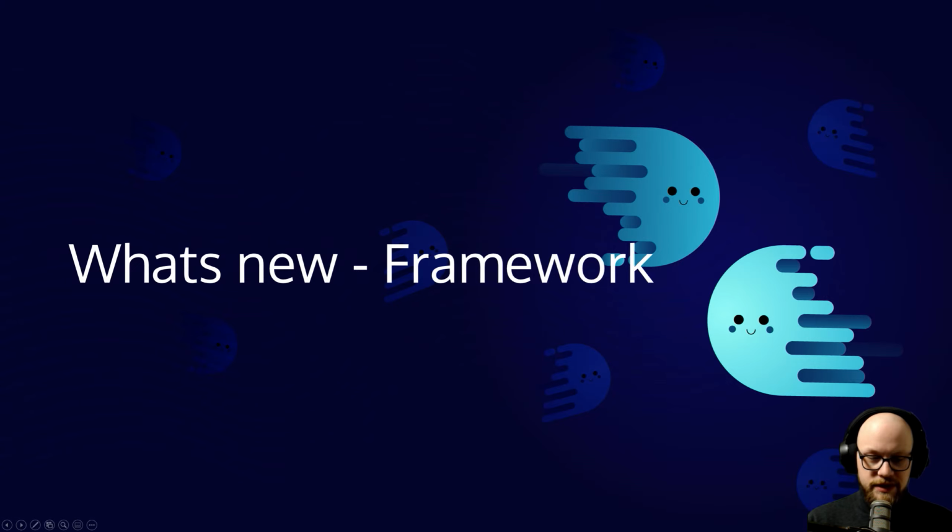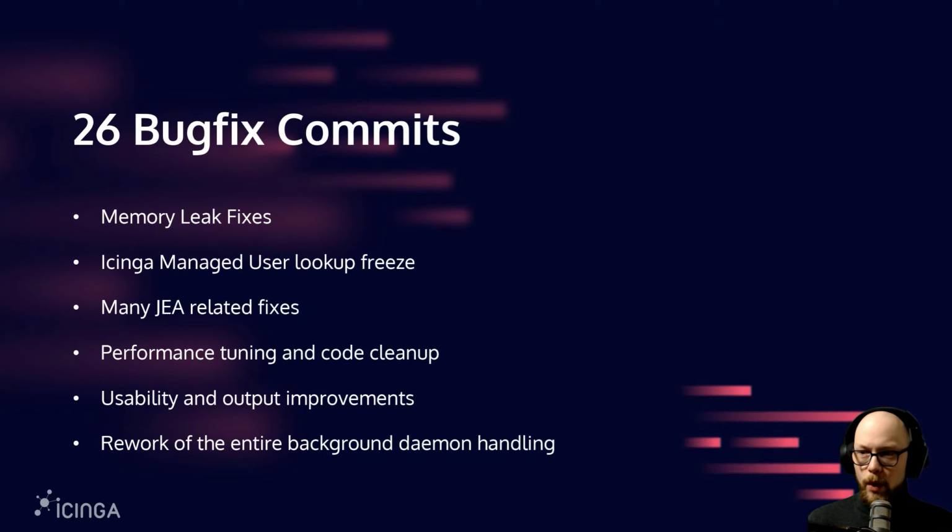Now, what's new within the framework? We have around 26 bug fix commits right now. There are some additional ones coming for 1.8 next week. But what are the main goals? Or what were the main problems? We had a memory leak within the background service, handling the REST API and the service checks. So we fixed all of the remaining memory leaks there.